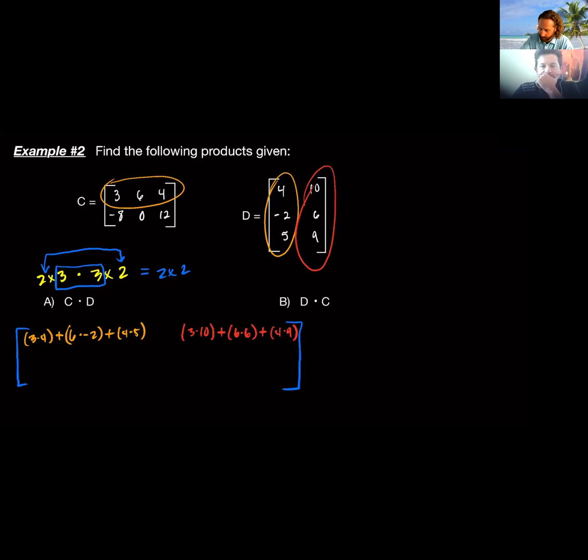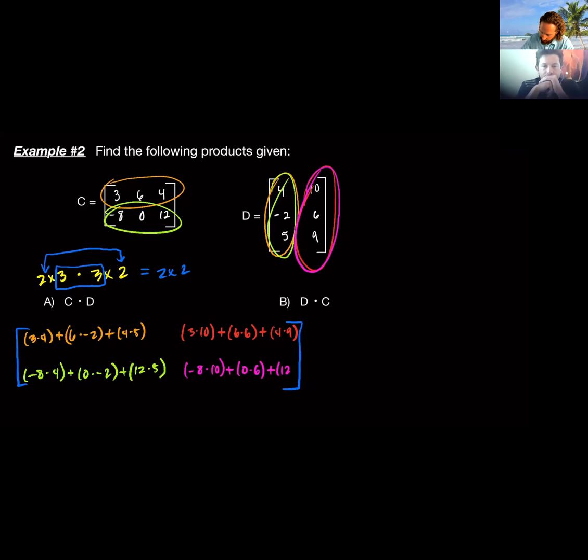Well, then let's do it to the second row. So that would be a -8 times 4 plus a 0 times, happens to be -2, but it doesn't matter. And then a 12 times 5. And then lastly, I would take and multiply the last column again with that last row. First thing with the first thing. Second thing with the second, and third element with the third. Multiply all those out, add them together, and that would then give you your nice 2 by 2 where you have your numbers filled in for each.